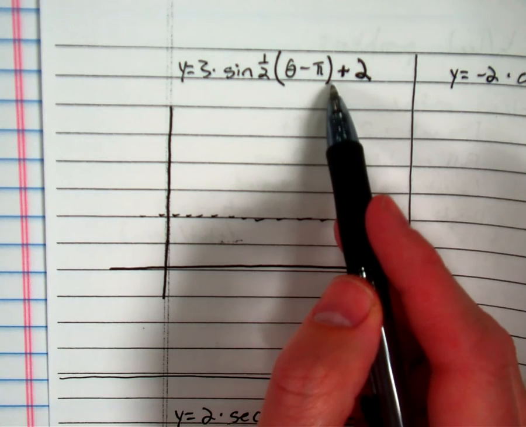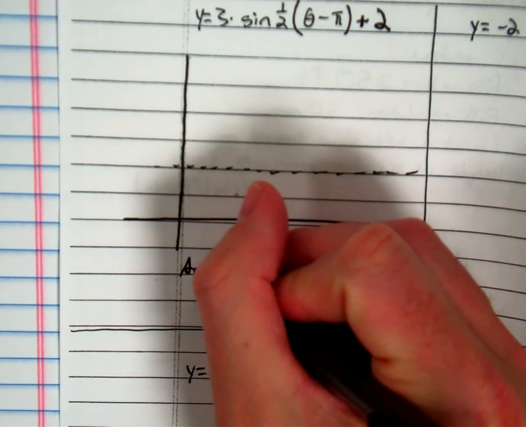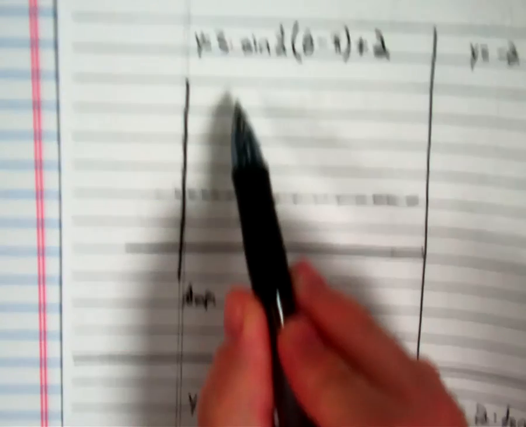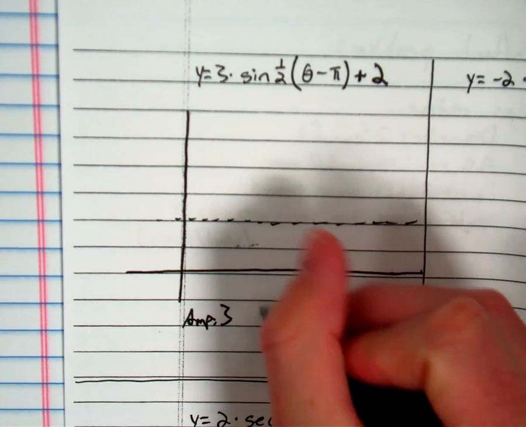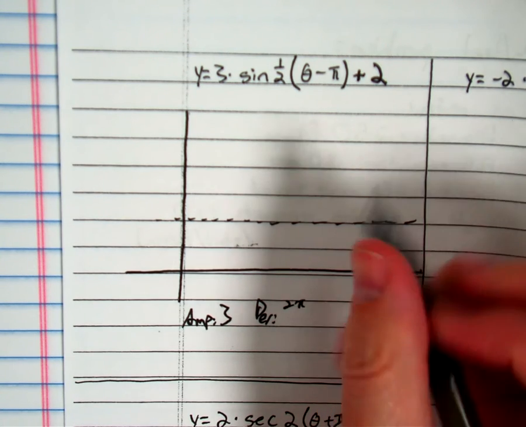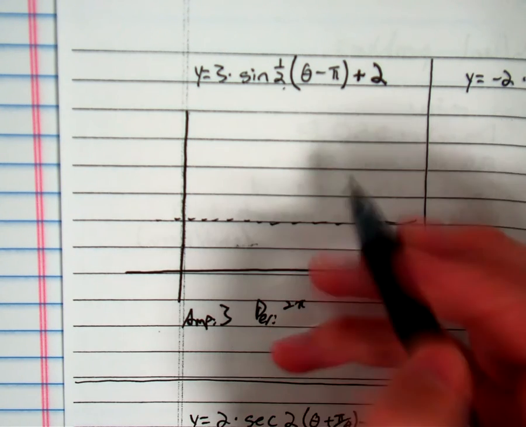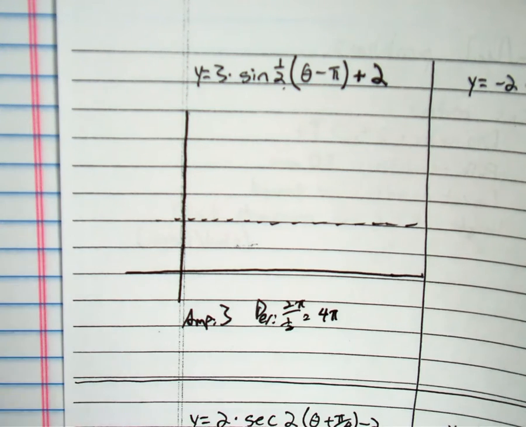We're going to be pi to the right, but let's take care of some other things first. Okay, amplitude is going to be 3. Period is normally 2 pi. We have a half multiplier, so we're going to divide by a half. That's going to stretch our period out to 4 pi.